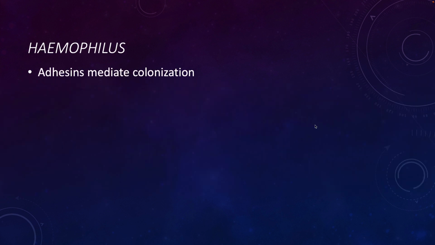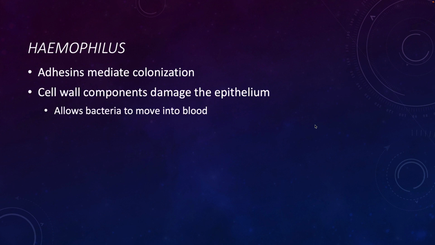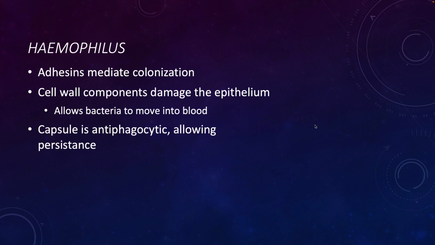As with most infections, the adhesins of Haemophilus help to mediate colonization, and some of their cell wall components, like the endotoxin of the LPS, can damage the epithelium, which can allow the bacteria to move into the blood. For the strains that have a capsule, the capsule is antiphagocytic, which is pretty common. Most capsules are antiphagocytic, which allows the bacterium to persist because it can avoid the immune system.